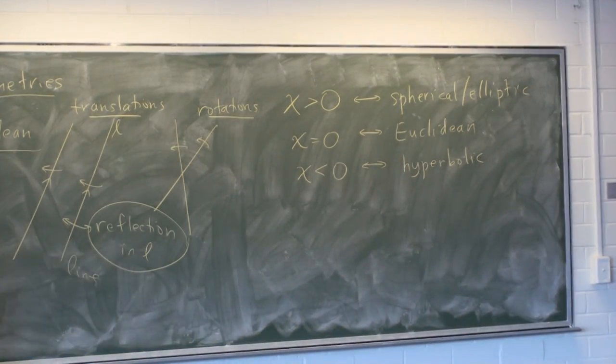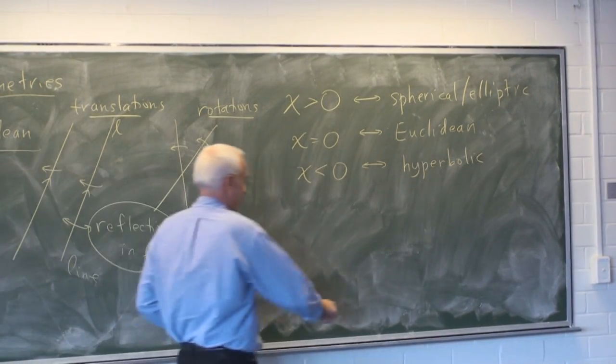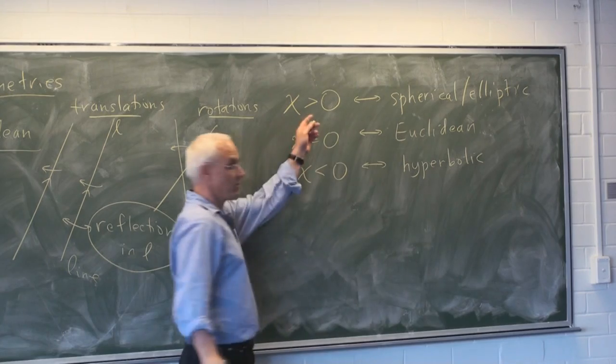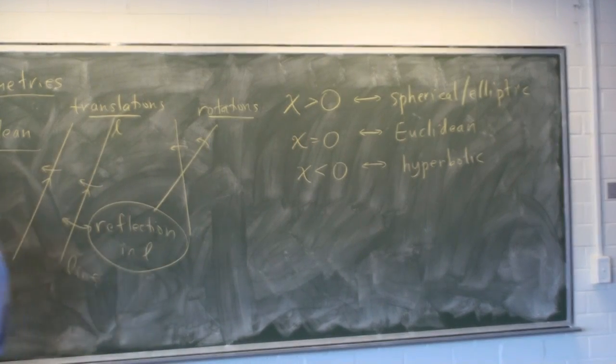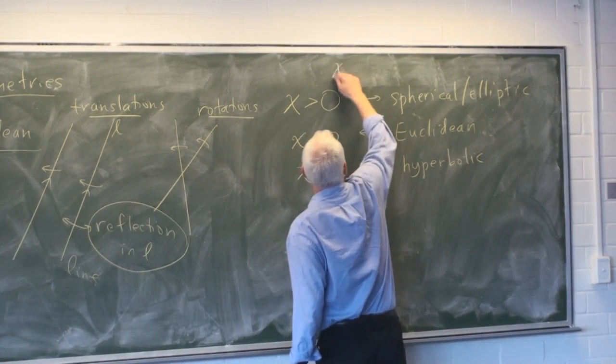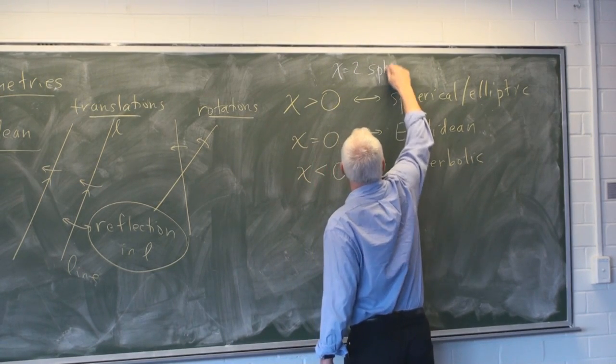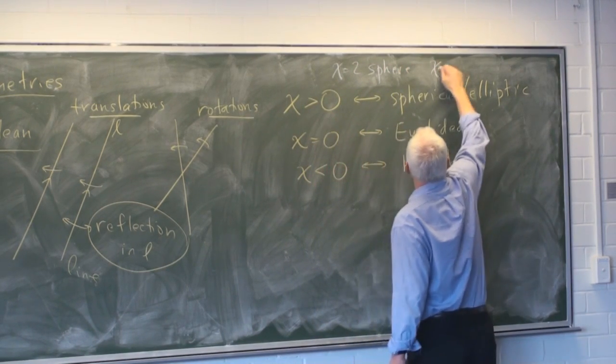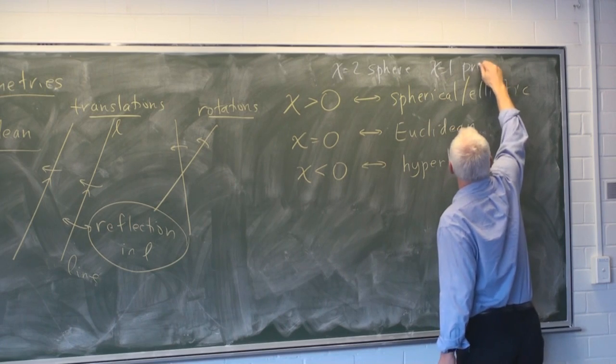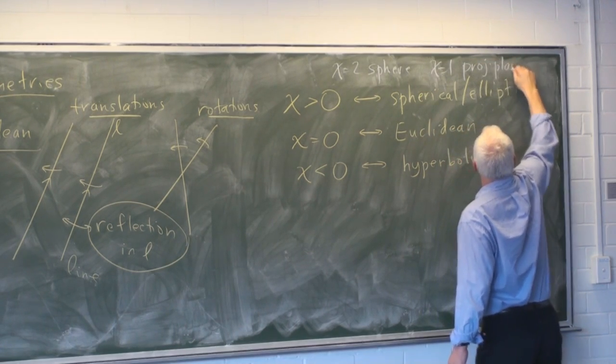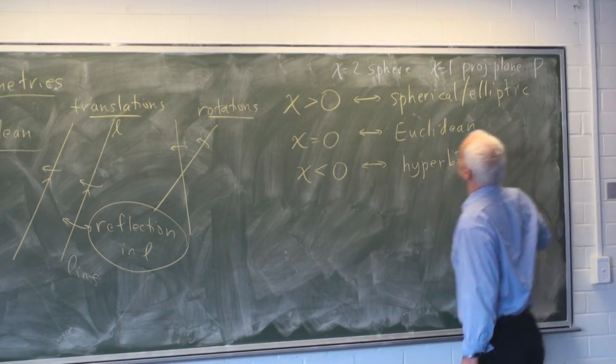So which surfaces are where? Well, there are only two surfaces with a positive Euler characteristic. They are the sphere. So chi equals 2 was a sphere, and chi equals 1 was our projective plane. Let's call it P.